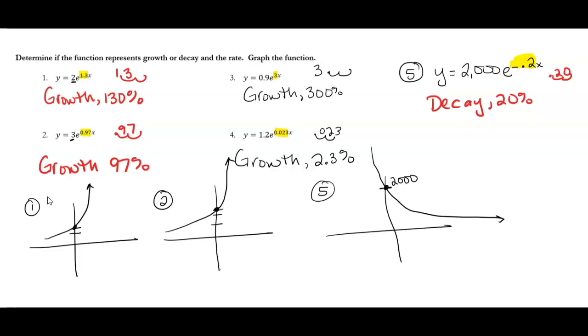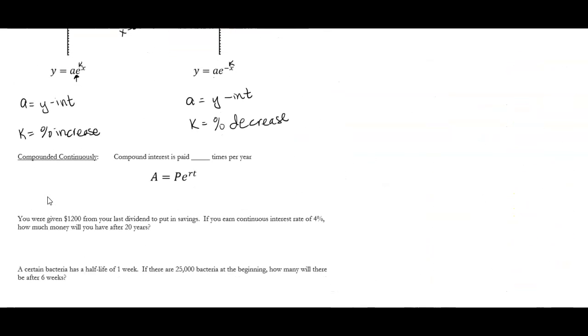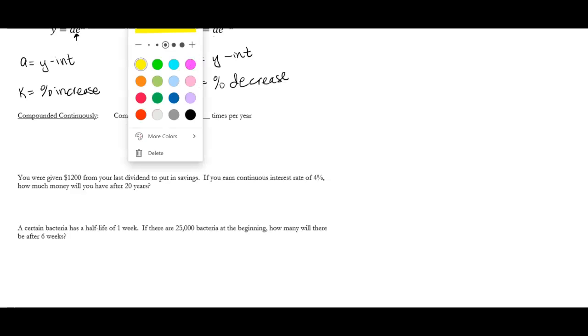Okay. All right, so now let's look at some other types of problems. The real reason that we're going to have continuous growth and decay is for compounding and compounding continuously.